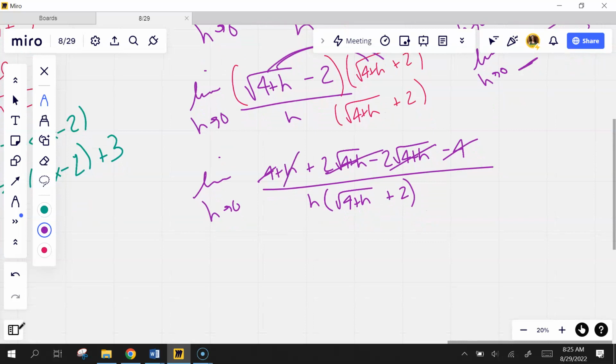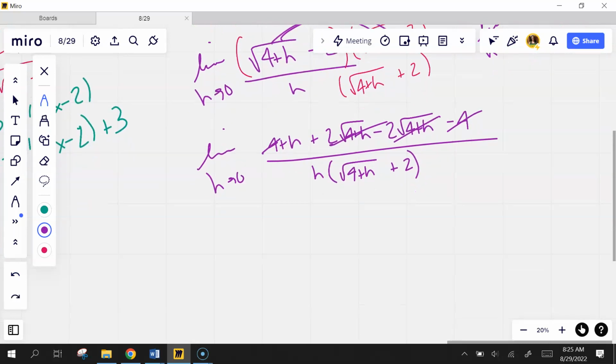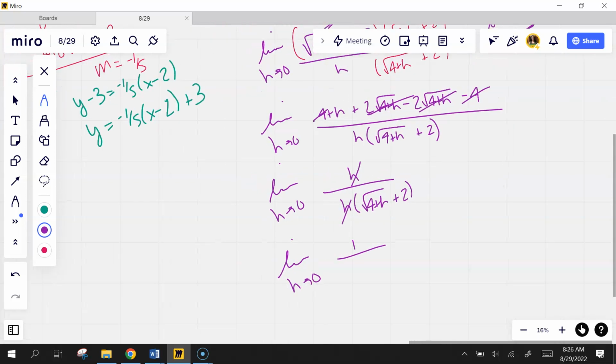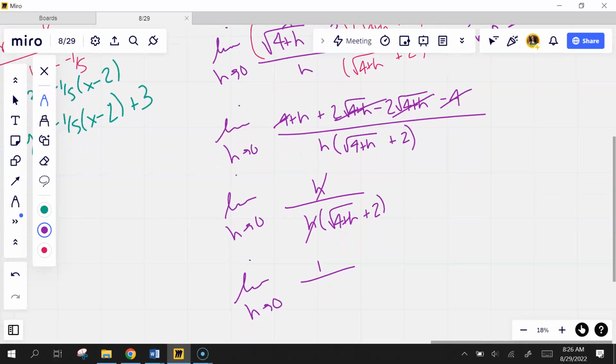Oh, nope, can't do that yet. Can I? Oh, I'm going to write it so you see it. I can. Because it's just h up top, h over square root of 4 plus h plus 2. So now I got the limit as h goes to 0 of 1 over. Yeah, sorry. I get excited whenever it starts working.